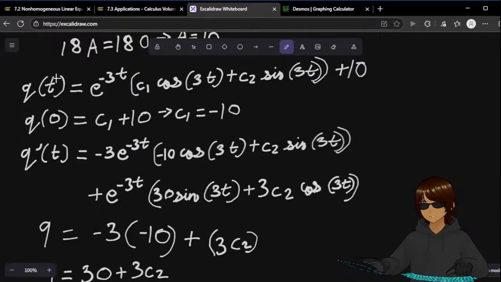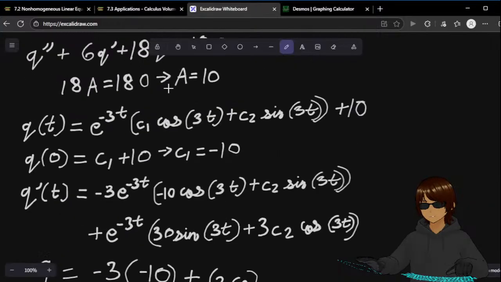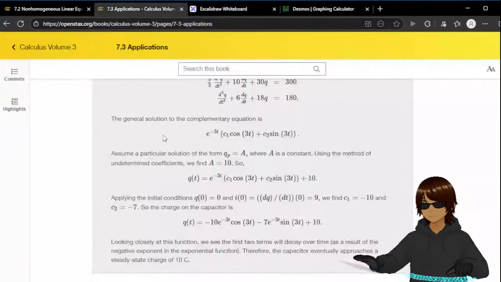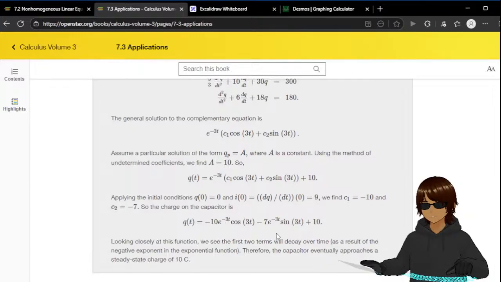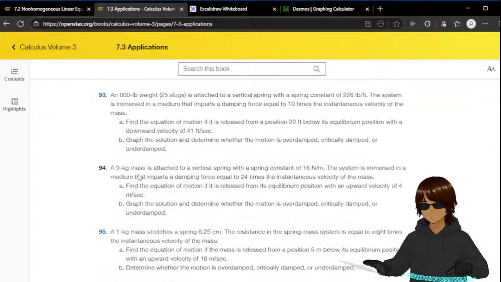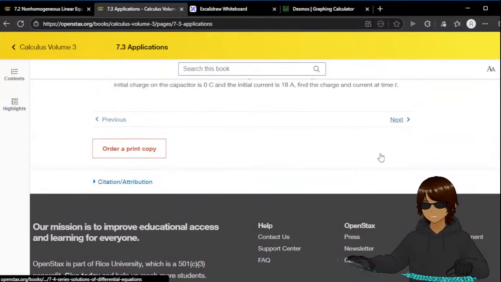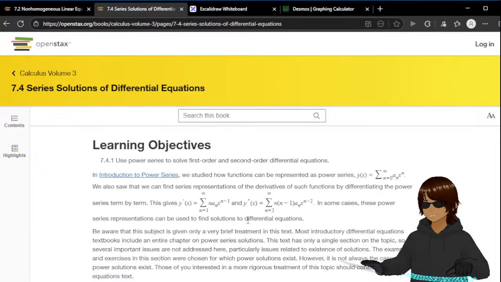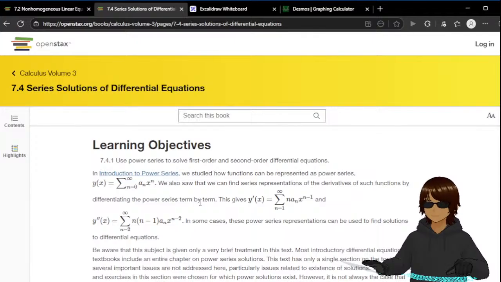So this becomes C1 equals negative 10, C2 equals minus 7. I guess when I'm studying physics later, studying electricity, this will make it easier, but it's not clear to me why it works.